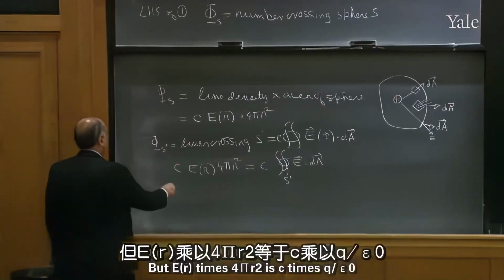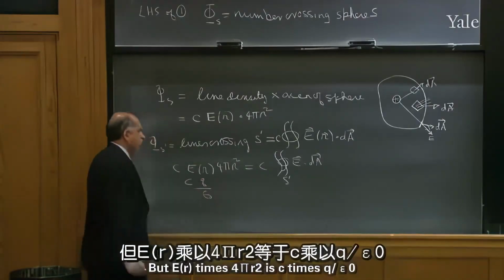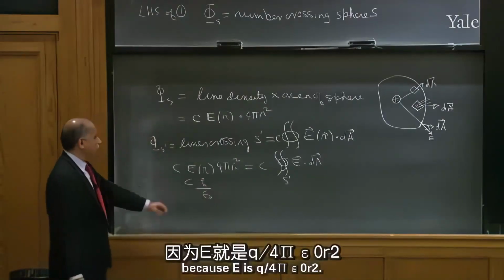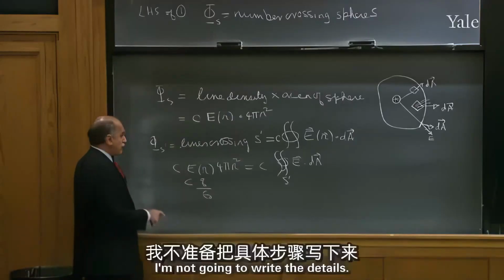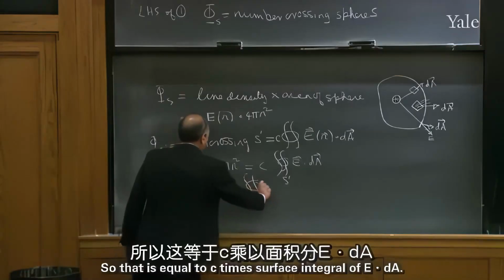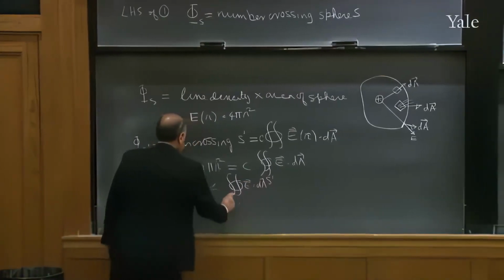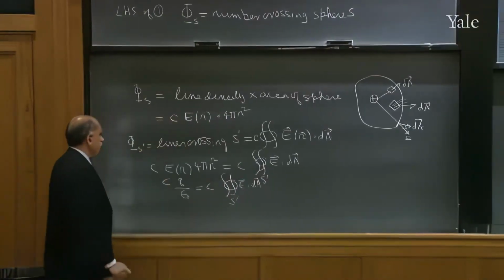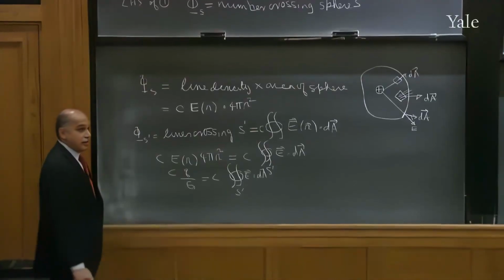But E at r times 4 pi r squared is C times Q over epsilon 0, because E is Q over 4 pi epsilon 0 r squared. You see that? This much you should know. I'm not going to write the details. So that is equal to C times the surface integral of E dot dA. Now you see the constant does not matter.